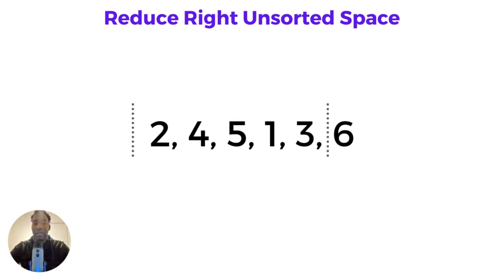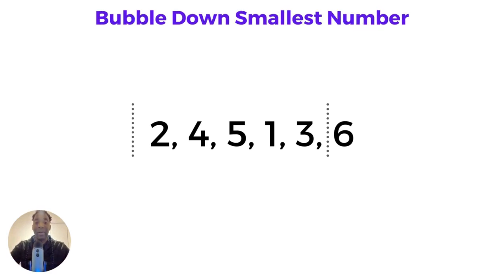If you notice, we actually move the right wall from the right of the 6 to the left of the 6. That means that this 6 is actually in its sorted position. We're not going to sort this 6 anymore. It's where it needs to be. It is the largest number in that array. Everything that we're going to do from this point on will be between those 2 right and left walls that we have. Now we need to do the next step, which is to bubble down the smallest number.